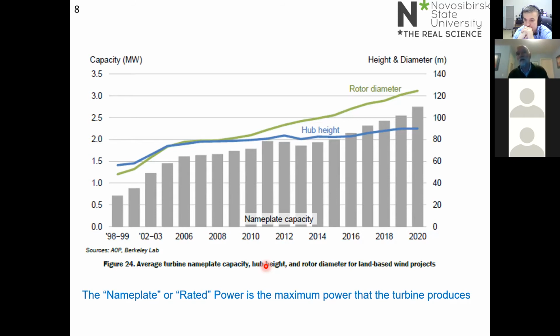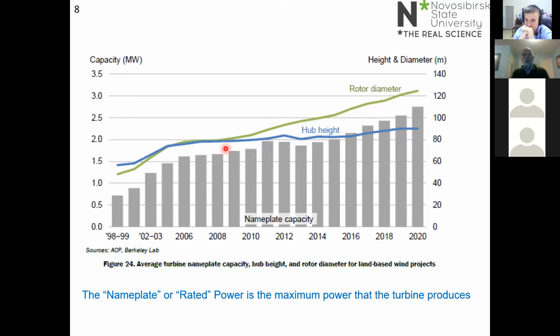If I buy a 300 watt photovoltaic module, then that's the maximum amount of power it can produce. So nameplate capacity is the grey bars, and you can see the scale on the left. In 2020, the average rated power of wind turbines installed in the US was somewhere between 2.5 and 3 megawatts. In terms of the hub height, the height of the axis of rotation of the blades, typically about 90 metres, with a rotor diameter somewhere over 120 metres.